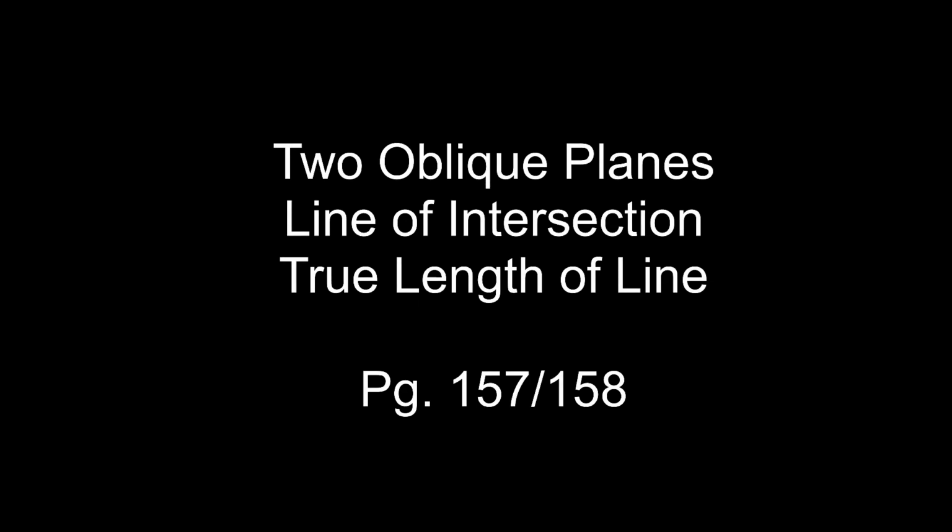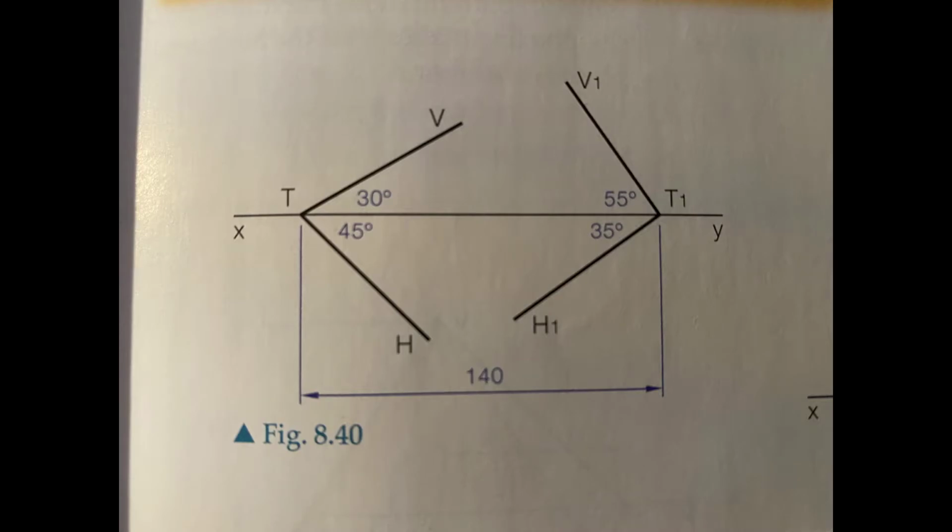In this video we're going to look at page 157, 158, where we're given two oblique planes and that they intersect each other. We need to find the line of intersection, and then later on we're going to find the true length of that line. So the question, as given in the book, we're given two oblique planes, VTH and V1T1H1.